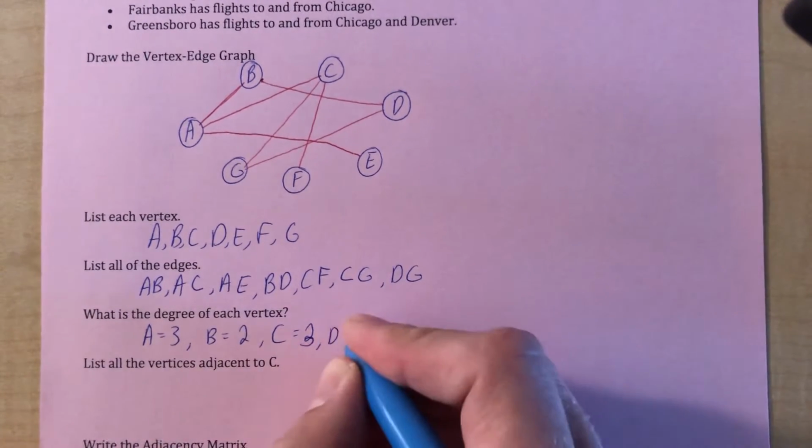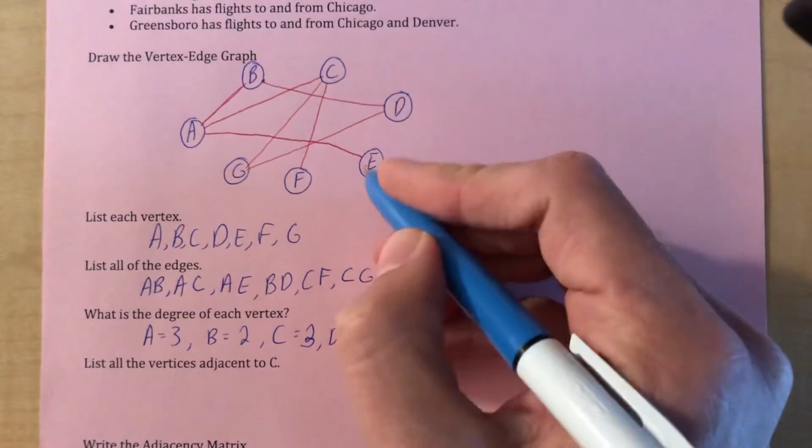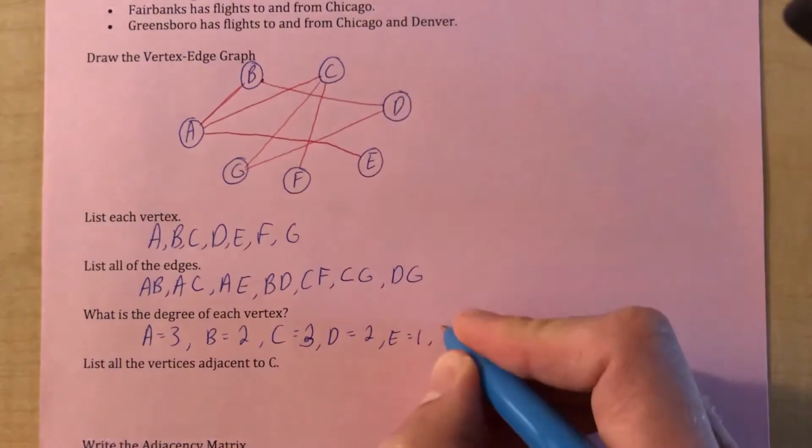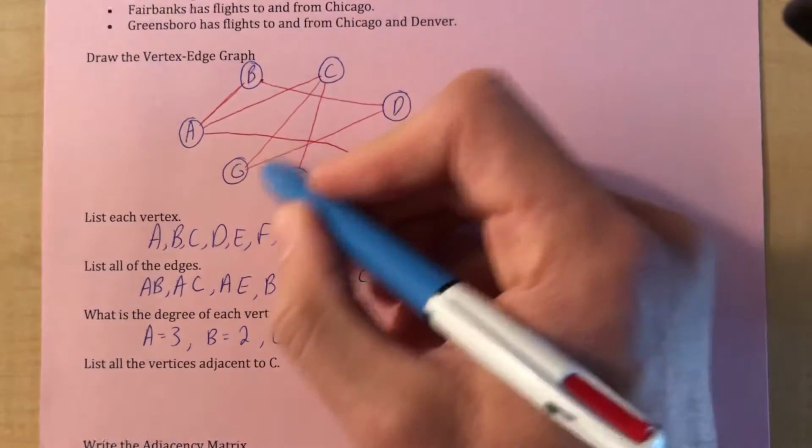All right, D. The degree of D is 2. See, 2 flights. The degree of E is 1. The degree of F is 1. And the degree of G is 2.